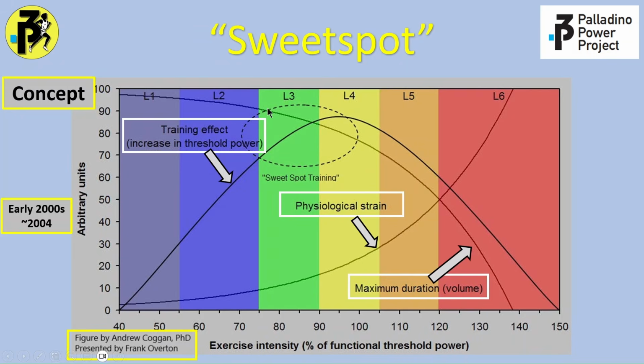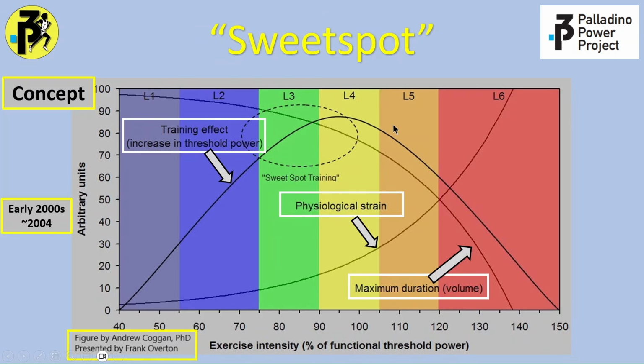So in this area here, denoted by that dashed oval, we can see the pairing of relatively high volume and relatively high effect on developing critical power and threshold, such that this is the area where you get the most return on investment and you could do a sustainably high volume of training. Not all training. I'll get to that in a second.